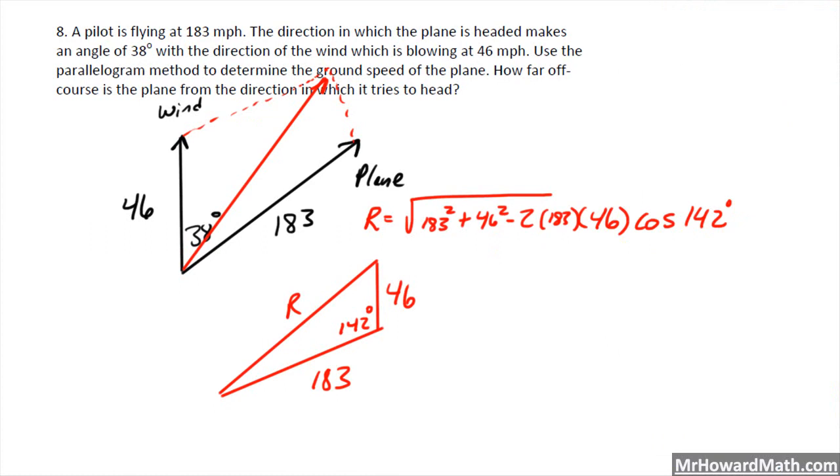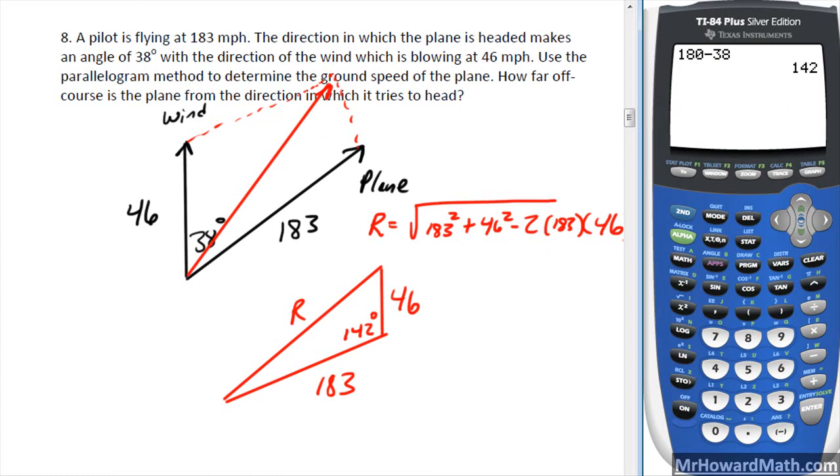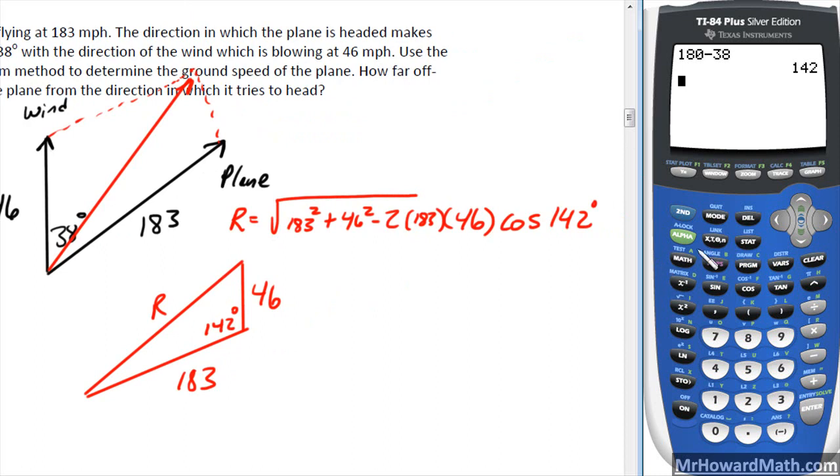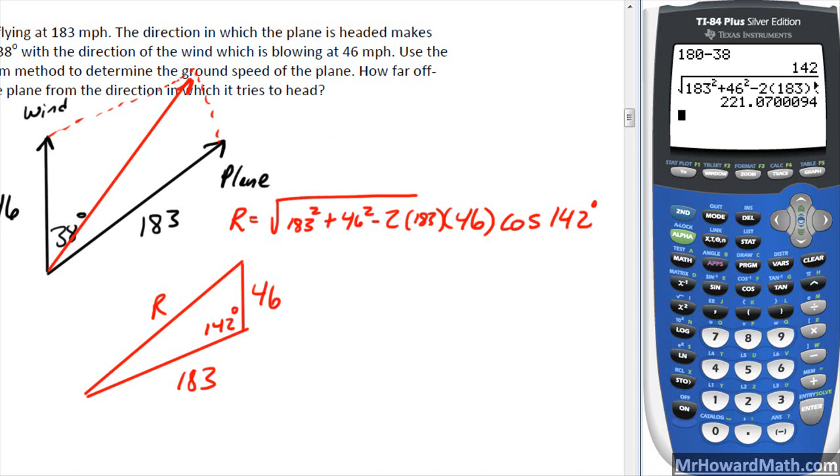So we'll need the calculator here. I'm going to pan over and we'll type that in. So we get the square root of 183 squared plus 46 squared minus 2 times 183 times 46 times cosine of 142 degrees. Make sure we're in degree mode. And we get 221.1 miles per hour. That's part of the answer.